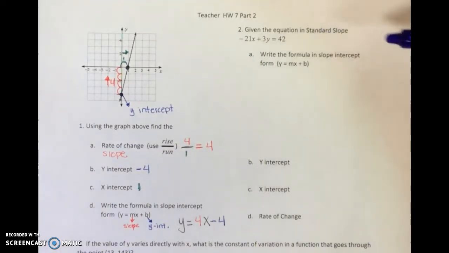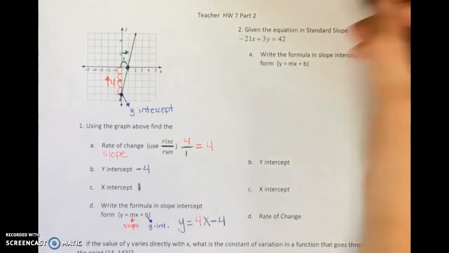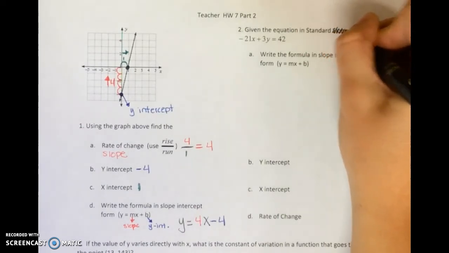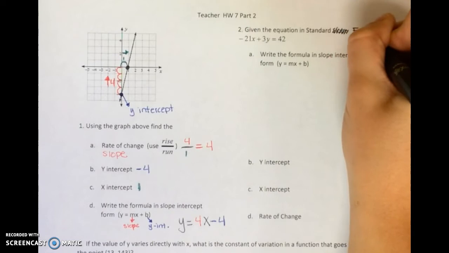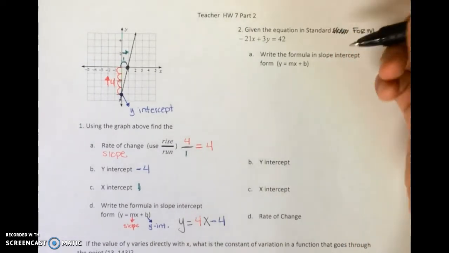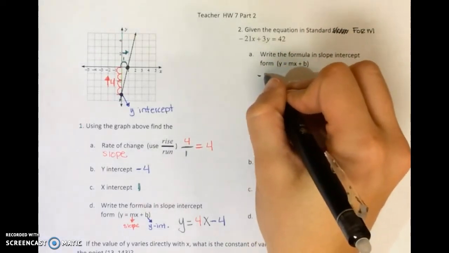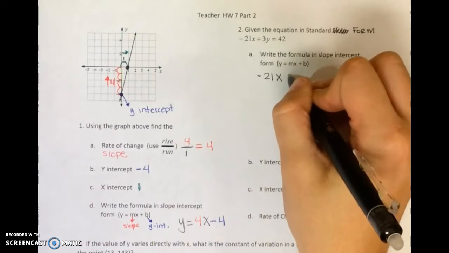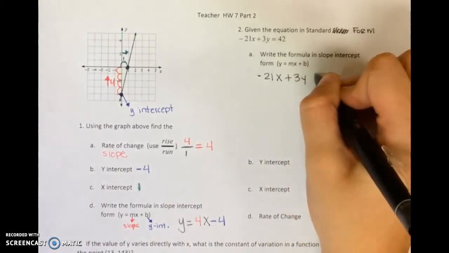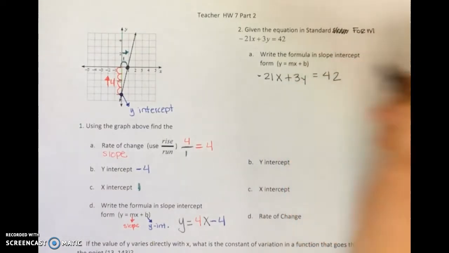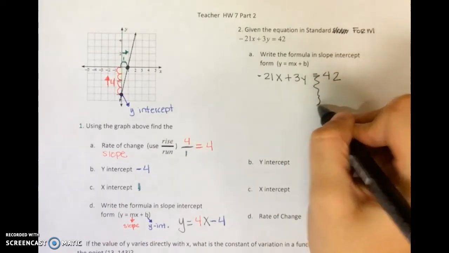For problem number 2, they give me this equation in standard form, not slope-intercept form. So in order to put it in slope-intercept form, you have to solve for y. You see how the y is by itself? So you have -21x plus 3y equals 42. I'm going to draw the fence.